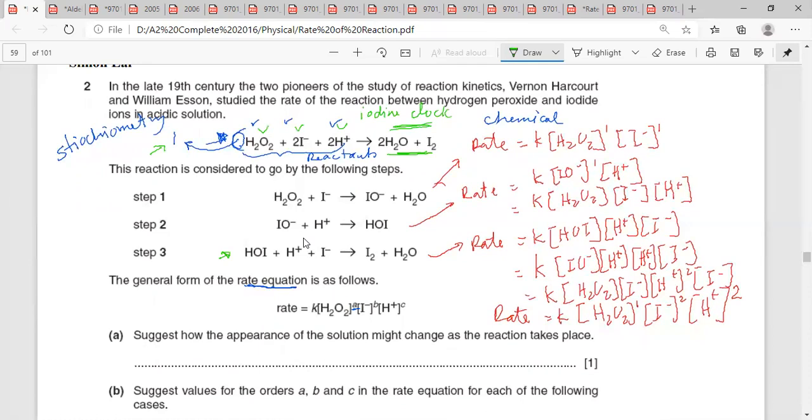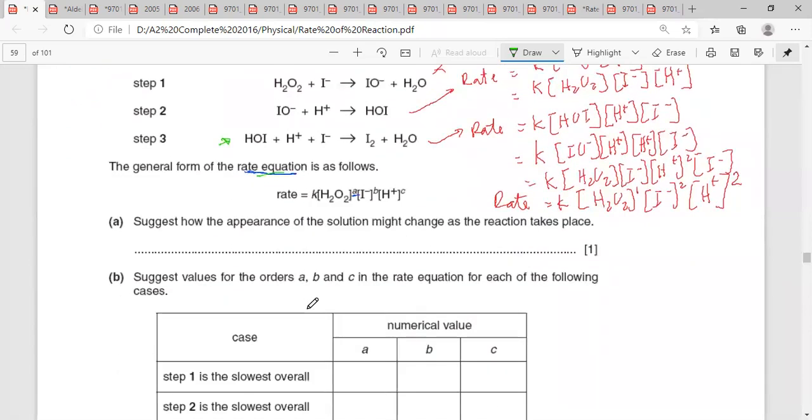Okay. Now they tell you the general form of the rate equation is this one here. H2O2 is order A, I minus is order B. Suggest how the appearance of the solution might change. Of course, it turns to iodine, becomes yellow color. If you put starch inside, it will turn blue. So it's called the iodine clock, or the blue ghost, I call it. Something comes, bam, the blue color comes out. Now here, suggest the values for the orders A, B, and C in the rate equation.